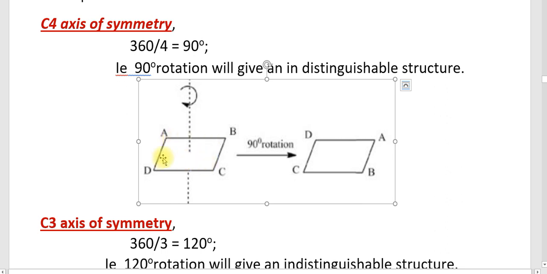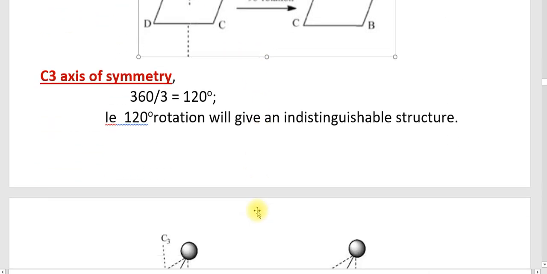Here A, B, C, D, then rotating this molecule through this axis by 90 degrees, we will get the orientation like this: A here, B here, C and D. That is, each group is rotated by 90 degrees. If all these groups are the same, then we can say that the first orientation and the second orientation will be exactly equal, an indistinguishable structure. Then this is the C4 axis of symmetry. The next is the C2 axis.